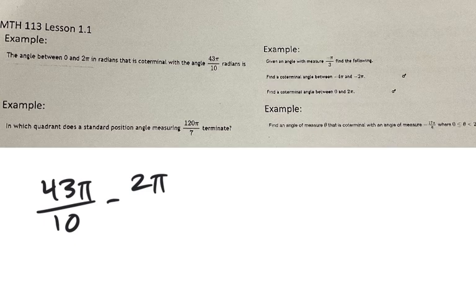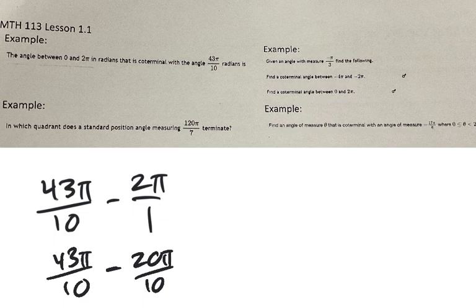So what am I going to have to do if I want to subtract these? I'm subtracting fractions. Put the 2 pi over 1, and I need to get a common denominator. You can't subtract fractions without a common denominator. So 2 pi is the same thing as 20 pi over 10. Does everybody know how I did that? I just multiplied the denominator by 10 here, which means I had to multiply the numerator by 10. So if I subtract these, that's going to give me 23 pi over 10.